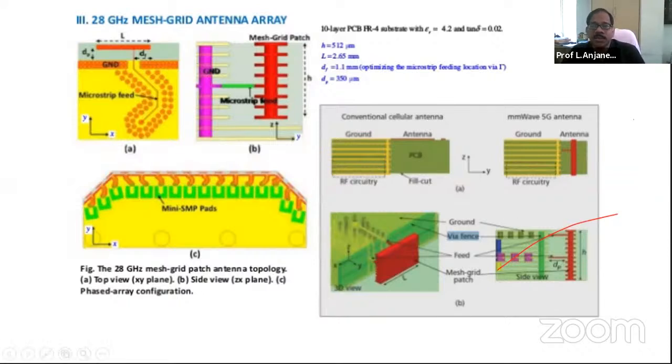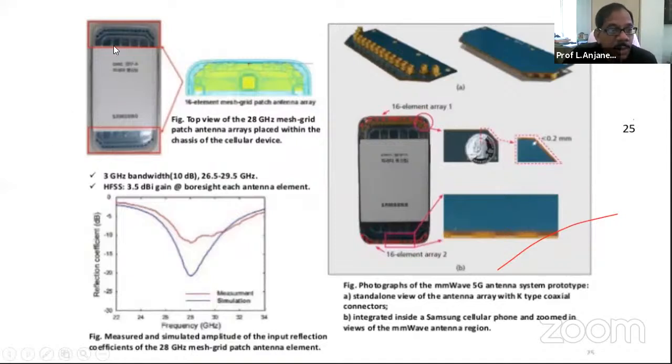So these are the designs that you see. This is a top view. Now this is a cell phone, for example. You can see an array here on top and an array here on bottom. So this is a top view of the 28 gigahertz mesh grid patch antenna, and these are some of the characteristics like return loss, reflection coefficient, and so on. This is a photograph of the millimeter wave 5G antenna. Now you see that it is integrated inside a Samsung cellular phone, and it is zoomed in to show you what it looks like.